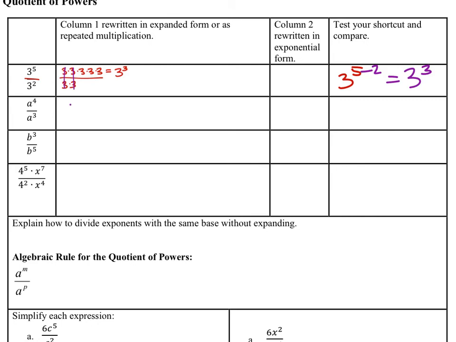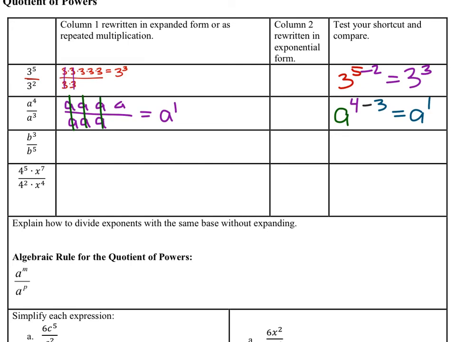Well, in the numerator we got 4 A's: 1, 2, 3, 4. In the denominator we got 3 A's. So we cancel the A's out with 1's, and all we're left with is A to the power of 1, or just A. Now the shortcut on these would be A to the power of 4, that's our numerator exponent, and we're going to subtract the denominator exponent, which was 3, which gives us A to the power of 1.